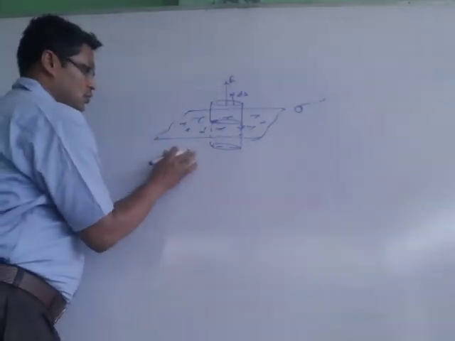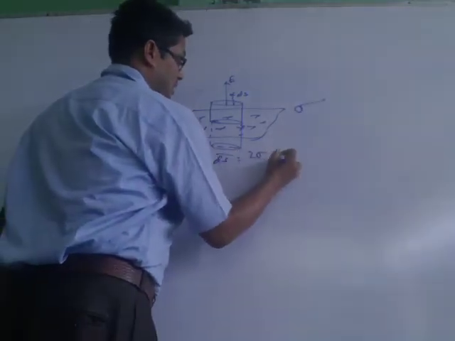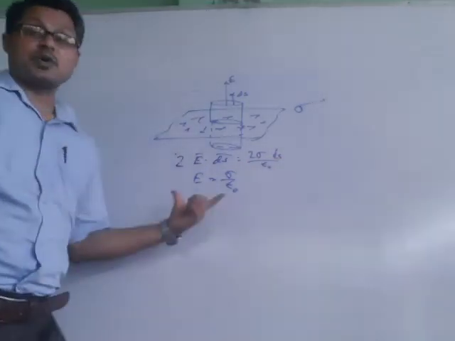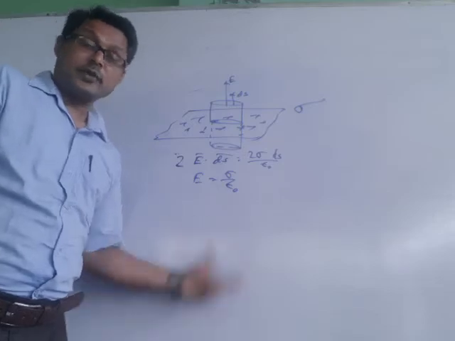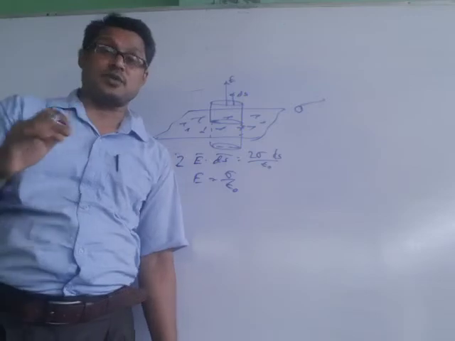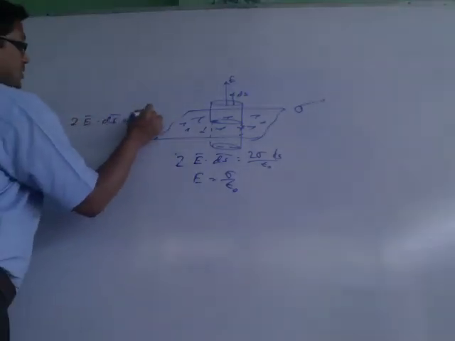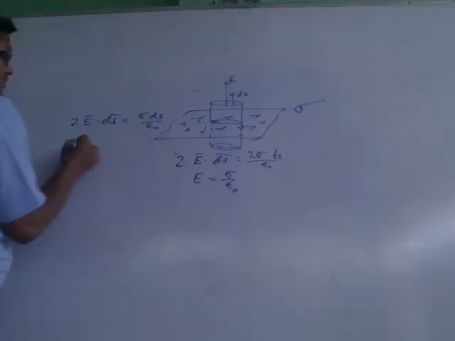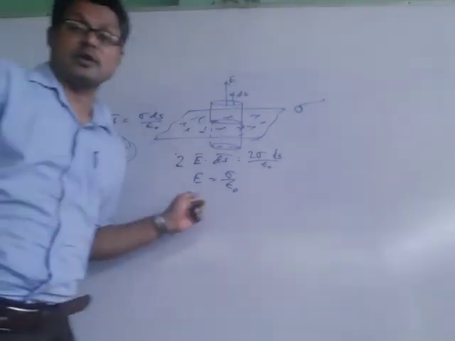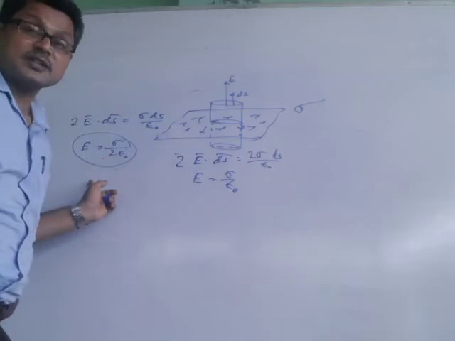Then 2E dot ds equal to sigma ds by epsilon 0, or E equal to sigma by epsilon 0. It is for a conducting surface. But for a non-conducting surface, whenever charge is given to one surface, it will remain on that surface only. So here 2E dot ds equal to sigma ds by epsilon 0 and E equal to sigma by 2 epsilon 0 for non-conducting, and sigma by epsilon 0 for conducting, if charge is present on both sides. Here, if charge is present on one side, then this one.